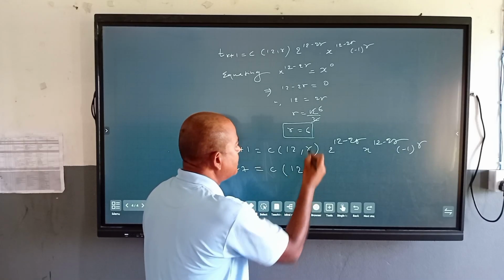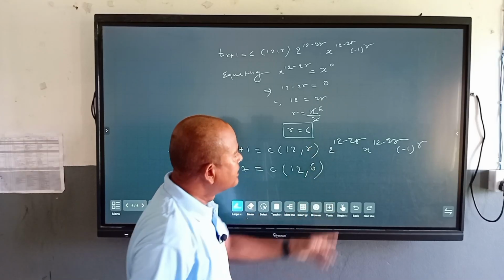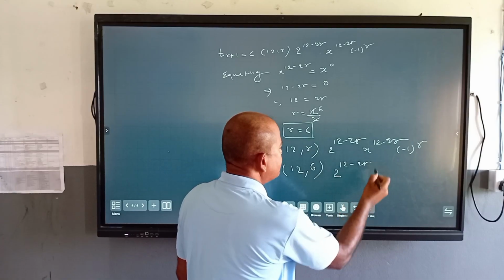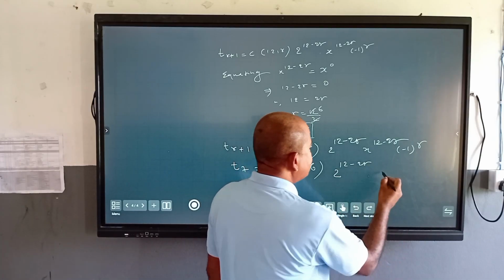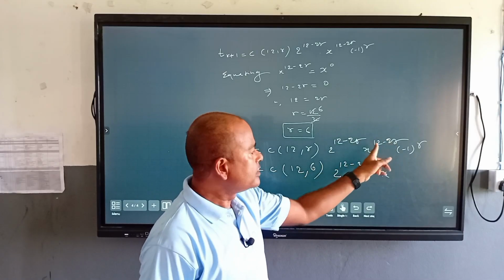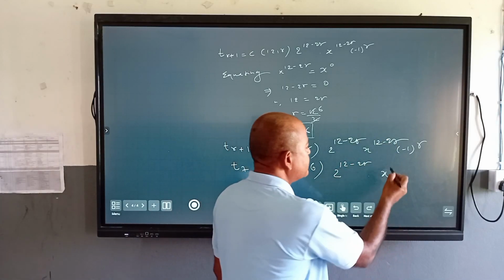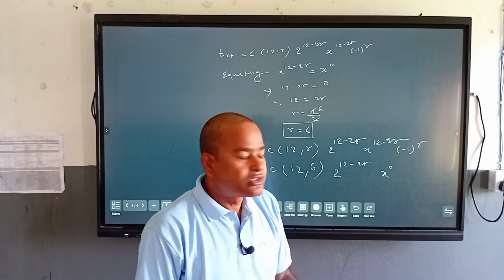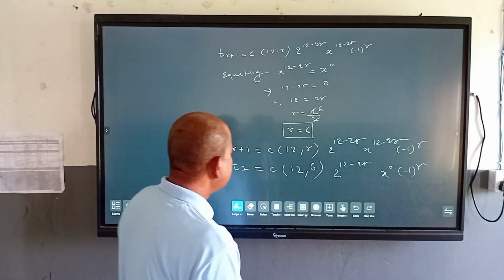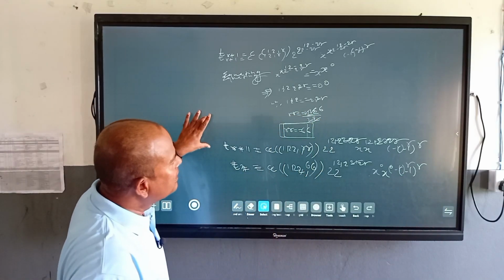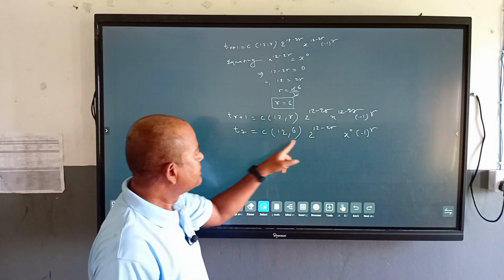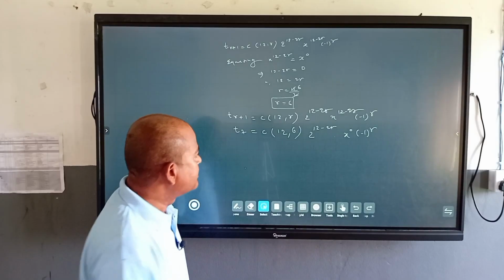So C 12 comma 6, and this is 2 power 12 minus 2r into x power 12 minus 2r. If we put the value of r as 6, 12 minus 12 is 0, that means x power 0, which will give us the term independent of x, and minus 1 power r. So dear students, now by solving this, we get the term independent of x.